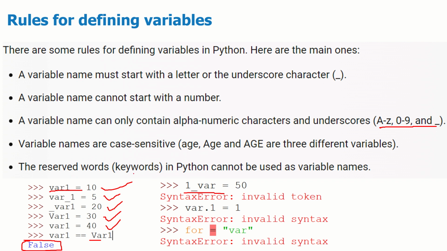The reserved words, keywords in Python, cannot be used as variable names. For example, here for is a keyword in Python and this cannot be used as a variable. So this is not the correct way of defining a variable. Here is a special character, var.1, with a dot. This is also not correct, as we can use only A to Z, 0 to 9 and underscore for defining a variable. Here 1_var is equal to 50. This is also not correct because a variable cannot start with a number. So this is also not correct.